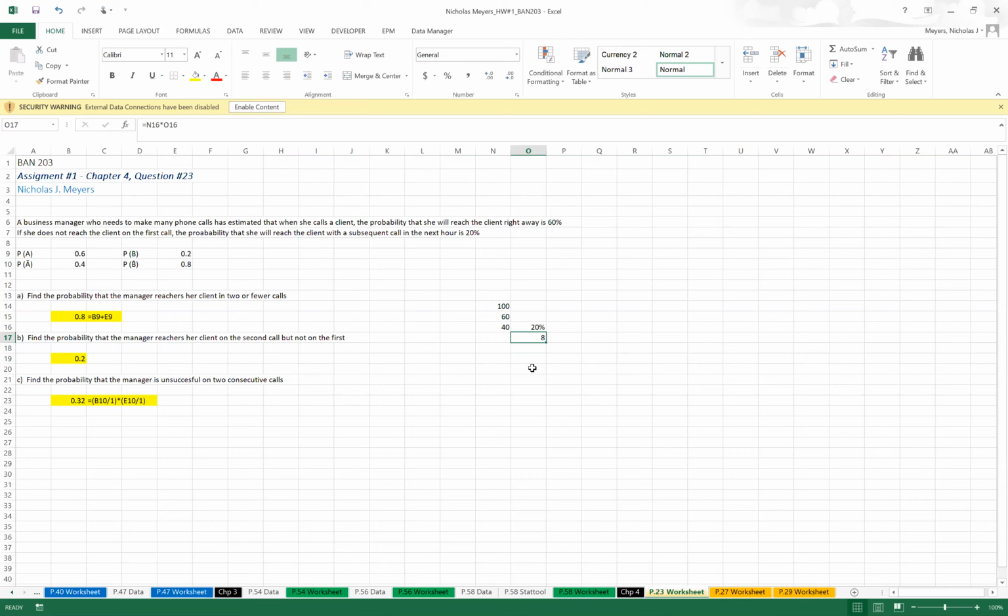How many did she reach on the first? 68. Out of 100, that would be what percentage? 68%. Right. So that's your answer. Now let's see how we do it using the probability measures. Does that make sense? Yeah.